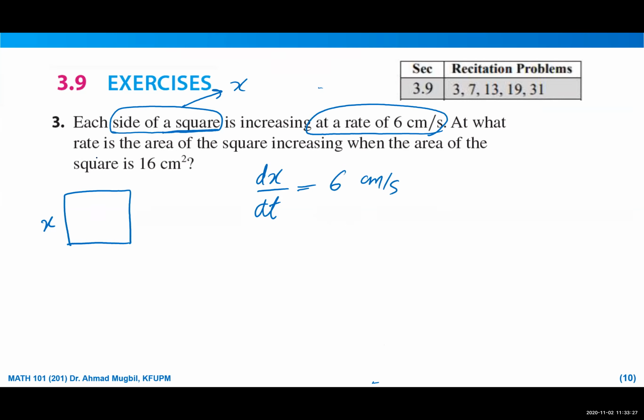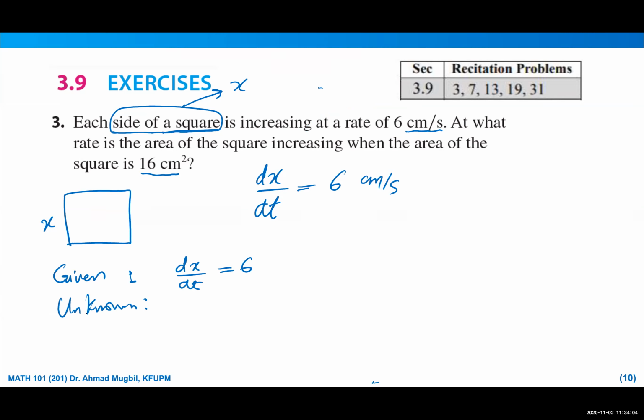Now, at what rate is the area of the square increasing when the area of the square is 16 centimeters squared? As I said, ya shabab, it is important for you to decide here what is given, what is unknown. What is given is dx dt equals 6. Be careful about the units. They may play with the units here, centimeter per second, and here it is 16 centimeters. So the same units. So this is what is given.